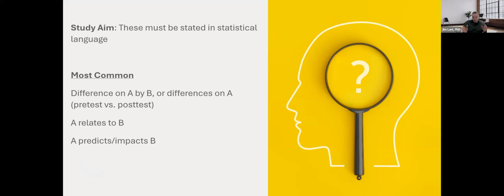Related to: is A related to B? Another very common thing. Are income and savings related? Are knowledge and stress related? All this kind of stuff, relationships. The other one is prediction. Does A predict B? This will cover 25 tests. So just having that language of differences, prediction or relatedness, and I guess I'll add correlation perhaps, that's the most common.